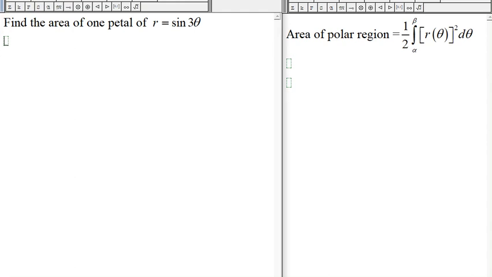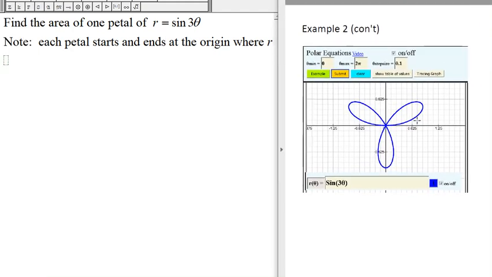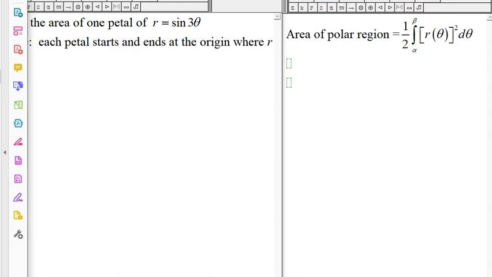Also recall, when we look at the graph, notice that each petal starts at the origin. That's where r, the radius, is equal to 0. So it starts, and we need to find where it ends. Once again, when we look at this petal right here, we can see that it starts here, goes around, and then comes back to the origin of the pole. Same thing for this one. So each petal starts and ends at the origin of the pole, and at the pole, r is equal to 0.